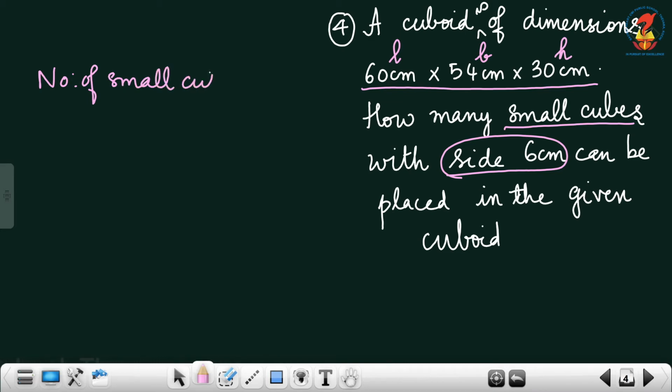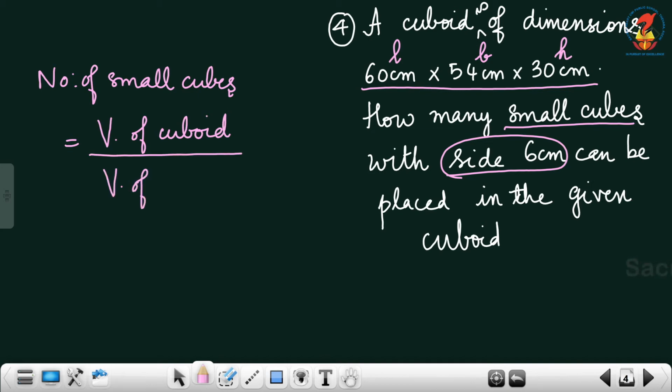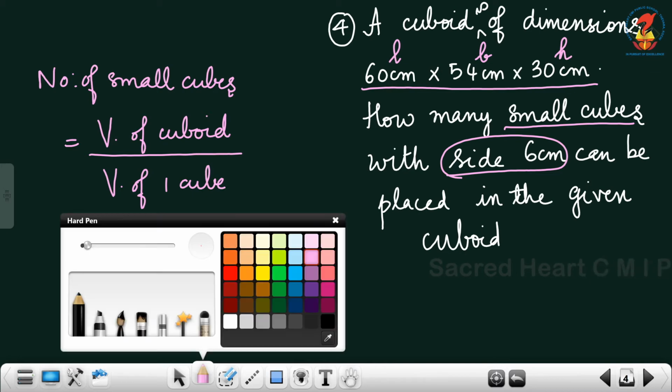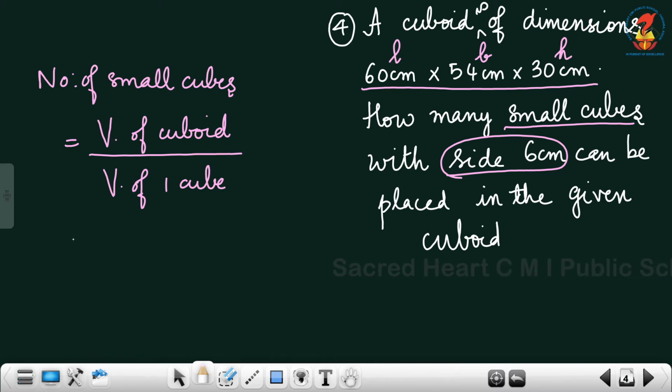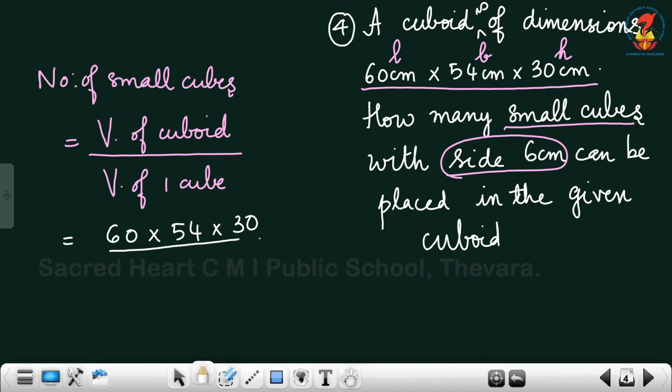cubes is equal to volume of cuboid by volume of one small cube. Volume of cuboid, how can you find? Length into breadth into height, which is the same as 60 into 54 into 30, by volume of a cube, 6 into 6 into 6.